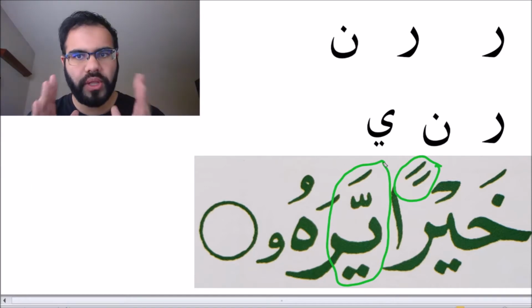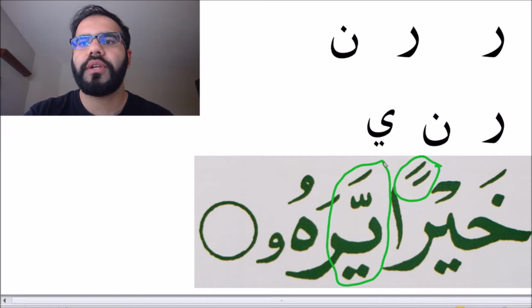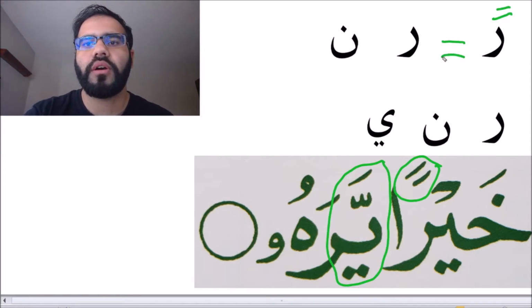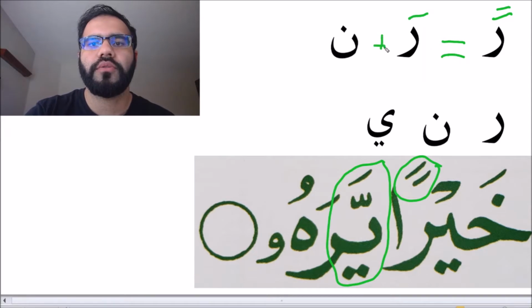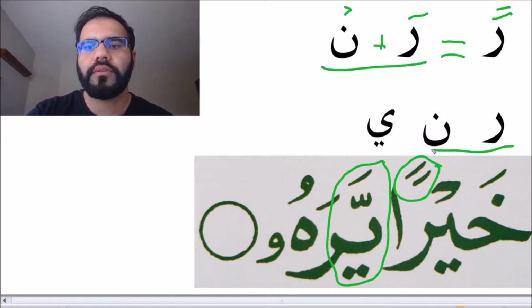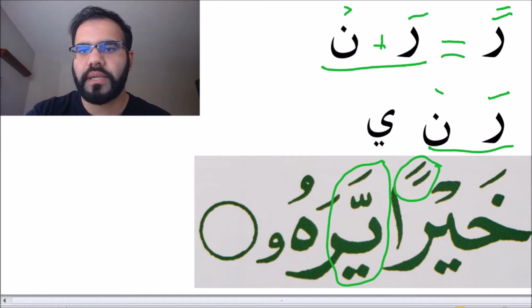Just really quickly one more time, the reason why I have this ra here is that ra with the fathatain is basically equivalent to ra with a fatha plus a noon with a sukun. All I did was rewrite this bit down here, basically put all the signs back except for the plus sign, we don't need that, and then the shadda.